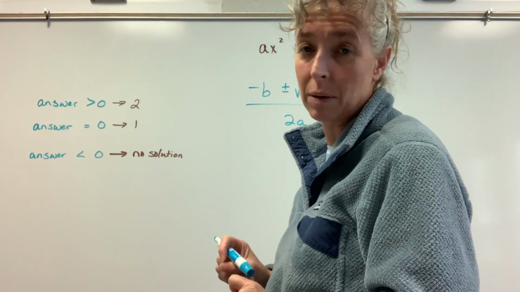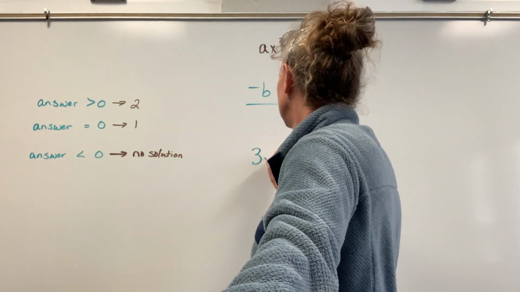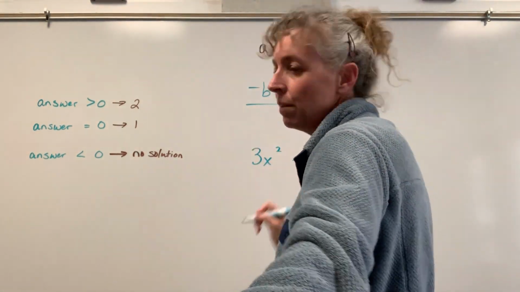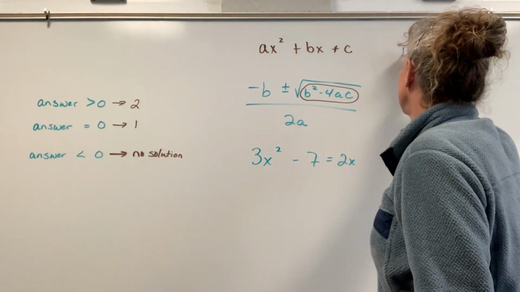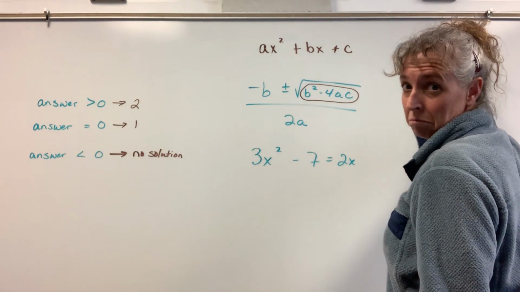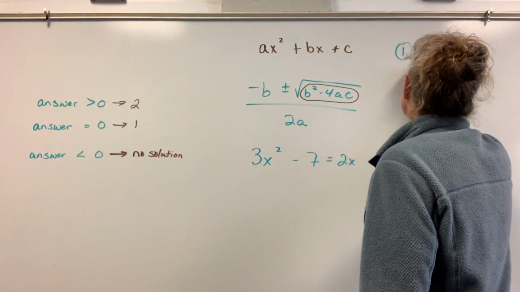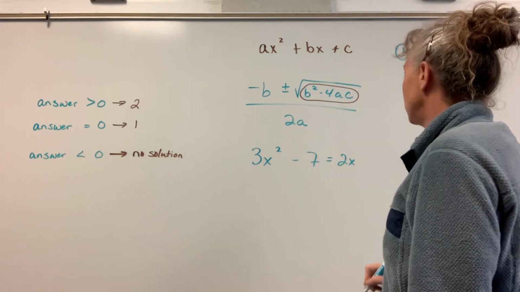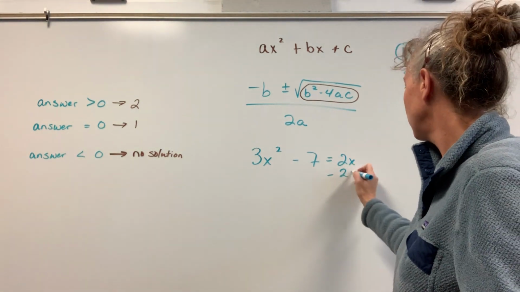I want to start with example number 2 on 679. Our equation is 3x squared minus 7 equals 2x. The first thing I want to do is ask, are they all on the same side? They're not, right? I need to move this 2x here, so I'm going to subtract 2x.